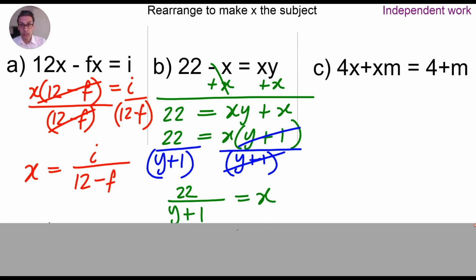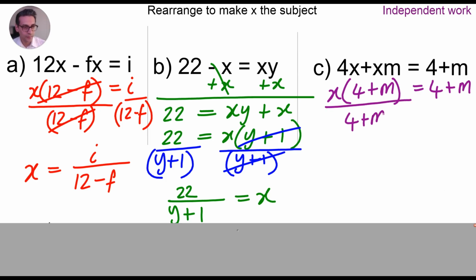That's your final answer. And then for question C, we are going to take x out as a factor. So x times 4 plus m equals 4 plus m. We're going to divide by 4 plus m. Now this will cancel out to give you 1, but this is a special case here because actually we've got something divided by itself. So that will also give you 1. So x is equal to 1.